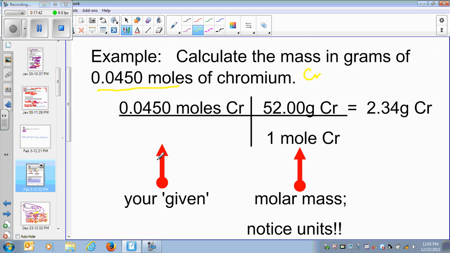So what are you given? That goes here, the molar mass, and the units go here. You multiply them together. Moles get cancelled. Your answer will be in grams. Okay.